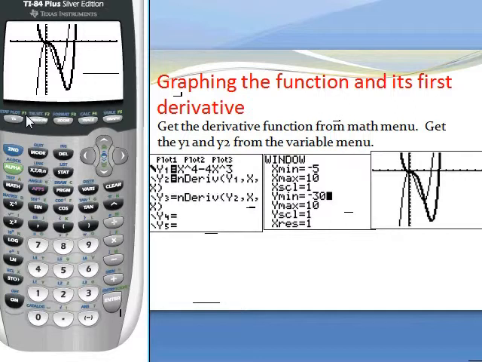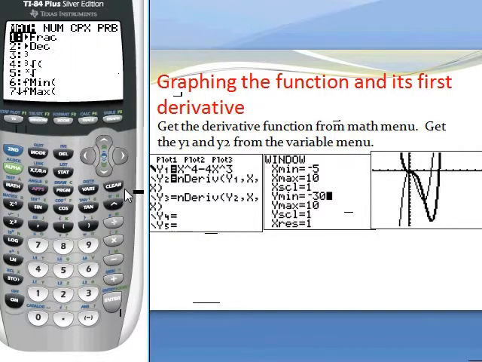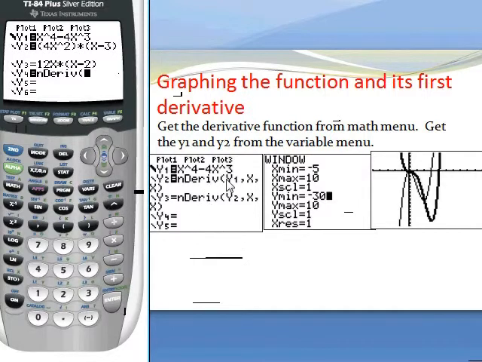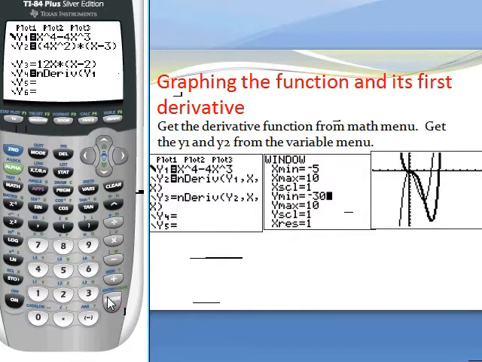So what you can do is go in here and enter the first derivative using the nDeriv button. Remember that was in the math menu. I will go to the math menu, scroll down, and take that nDeriv. The derivative of what? y1. Remember where we used to take that? y1 is in the Y-Vars area, Function. Take that one, and then comma, it is a function of x, comma, x again.